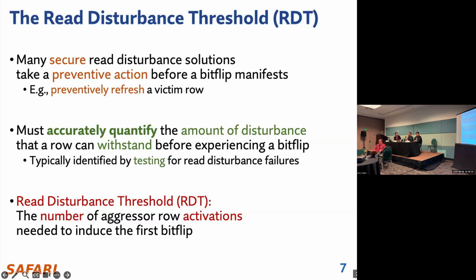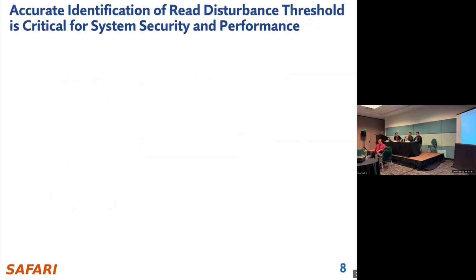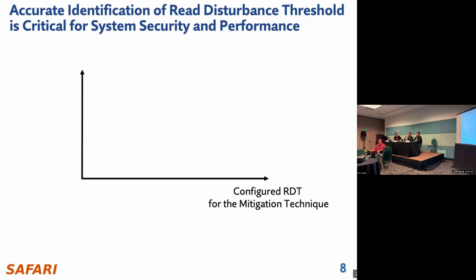a bit flip. So read disturbance threshold is the number of aggressor row activations needed to induce the first bit flip. Now you need to know that. You need to test for this. So this accurate identification of this read disturbance threshold, I'm going to call this RDT, is really critical for both security and performance. So let's assume that there's a configured RDT for the mitigation technique.